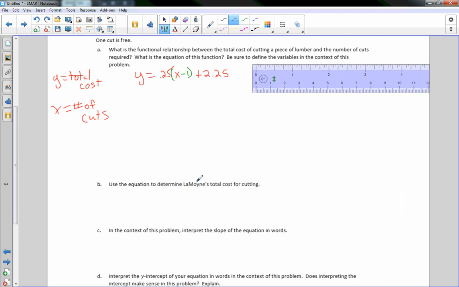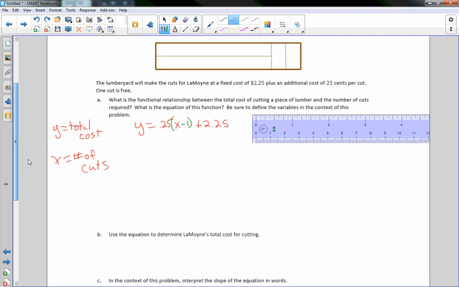B says use the equation to determine LeMoyne's total cost for cutting. I need to keep looking at that picture. How many cuts do we have? Okay, well, this is a board that it's called ripping when you go the same direction. And then a cut here and a cut here. So there's one, two, three cuts. So I'm going to use this equation, Y equals 0.25 times (X minus 1) plus 2.25.